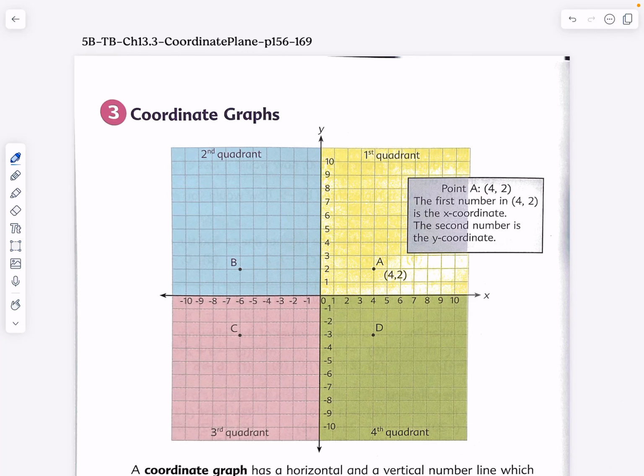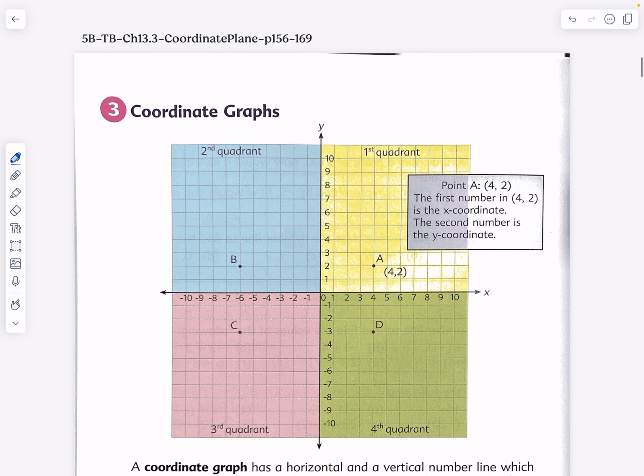Hello, today's topic is coordinate graphs, presenting data on the coordinate graph, and patterns among data points that we can visualize using the coordinate graph. I'm going to jump a few pages because we already understand that a coordinate graph is the intersection of a vertical and horizontal number line. We call the intersection point (0, 0), and the vertical number line is labeled Y, and the horizontal number line is labeled X.